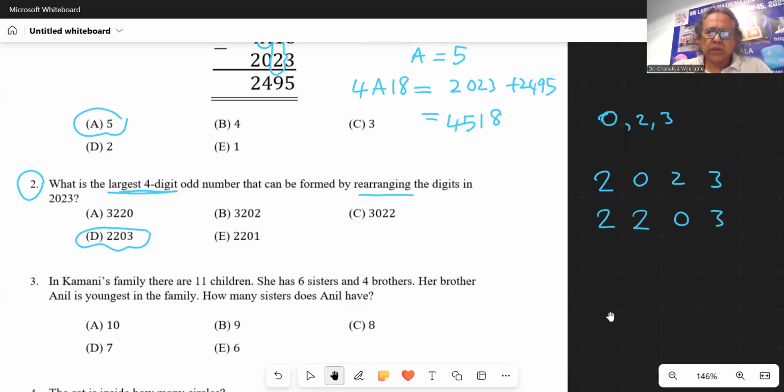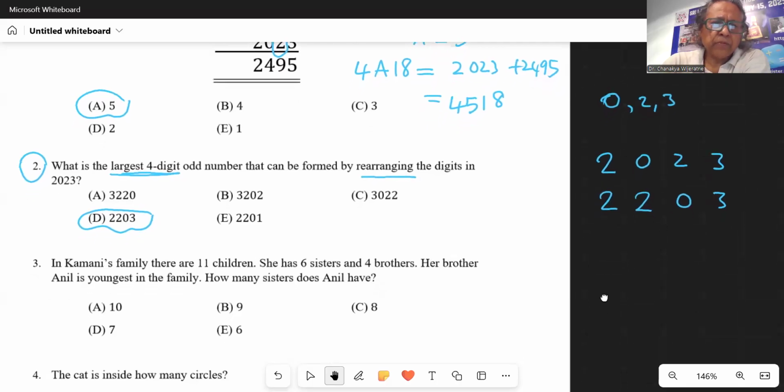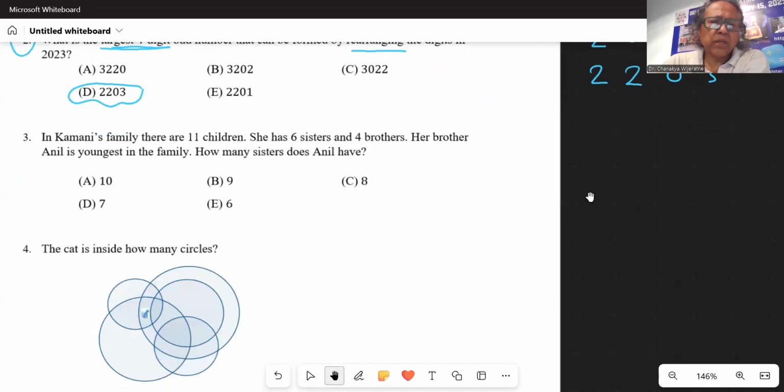Right. So the next question. Now, as I always say, you need to do the question before I discuss it and then check my discussion on that particular problem, okay? So here, Kamali's family has 11 children. She has 6 sisters and 4 brothers. So including her, there are 11 in the family. The brother Anil is the youngest in the family. How many sisters does Anil have? Now, Anil is a boy, right?